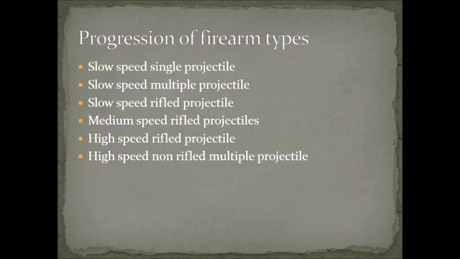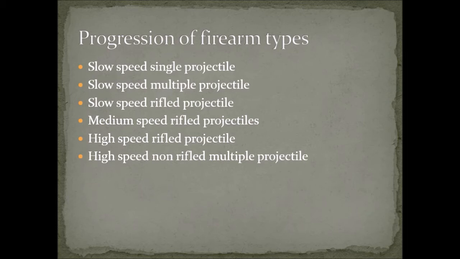Then we had the slow speed rifled projectile. This is when they started putting those grooves down the barrel. This came about most commonly around the time of the American Civil War. In that, we started rifling barrels for more accuracy with those inaccurate balls, which meant we could take a shot from much further away and it was much more accurate. You'll notice all three of these are slow speed. These are using black powder. The black powder is what caused these massive amounts of smoke on a battlefield.